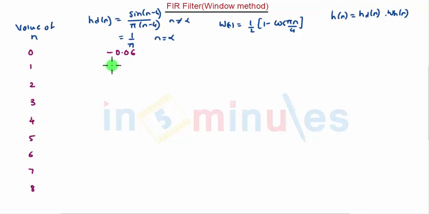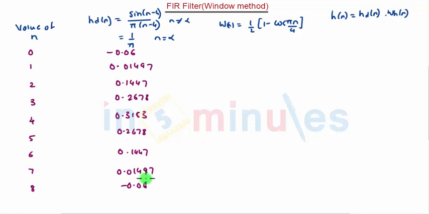When n is equal to 1, hd of n is given as 0.01497. When n is equal to 2, it is given as 0.1447. When n is equal to 3, then hd of n is 0.2678. And finally, when n is equal to 4, 0.3183. And according to the symmetry property, we will write these values again.